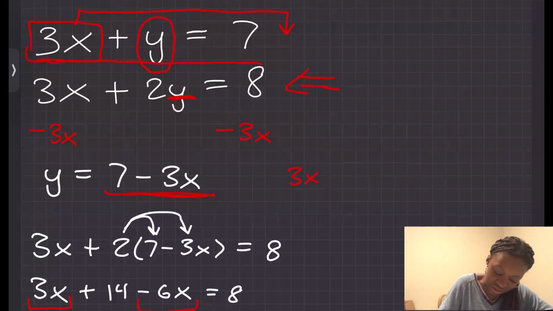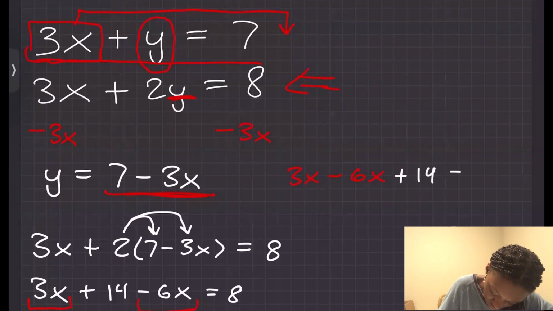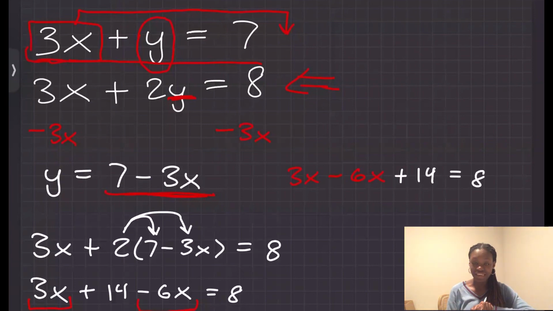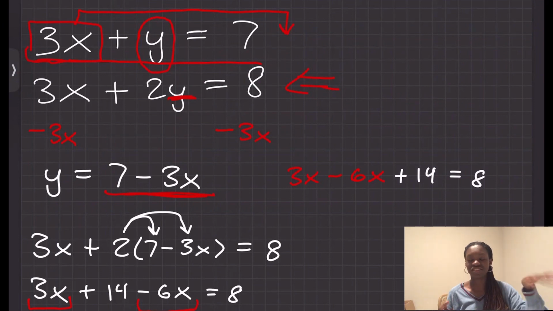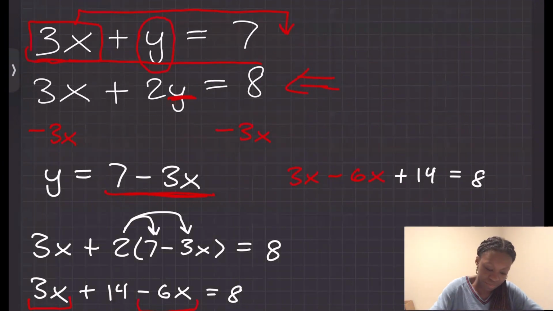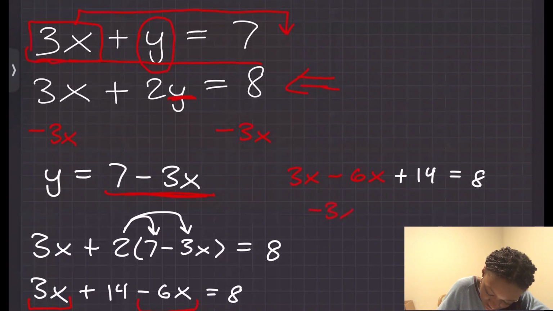3x minus 6x plus 14 equals 8. Combine like terms, so this is like a negative problem. So 3 minus 6 is actually saying 6 minus 3 and then put a negative on it. 3 minus 6 is equal to negative 3. So negative 3x plus 14 equals 8.